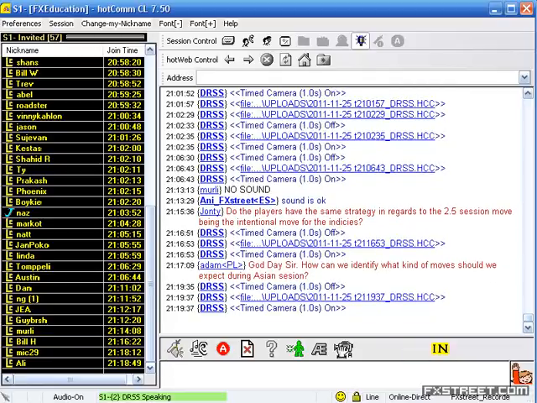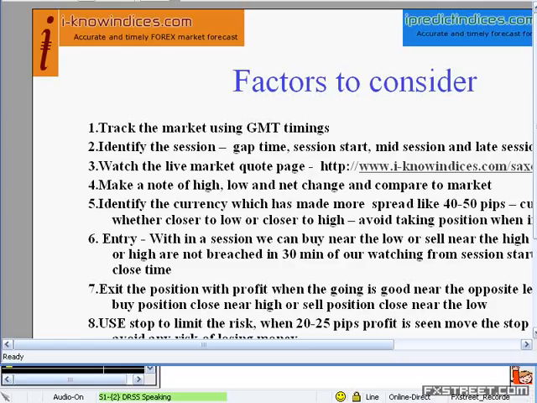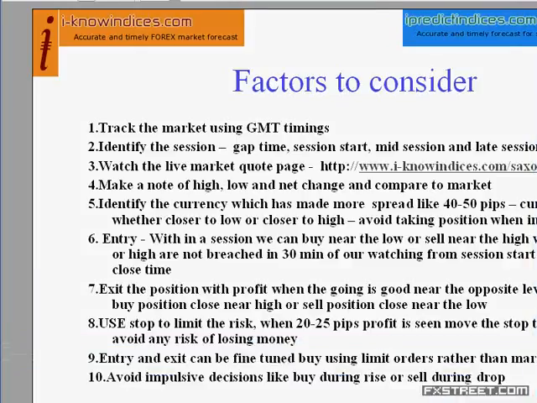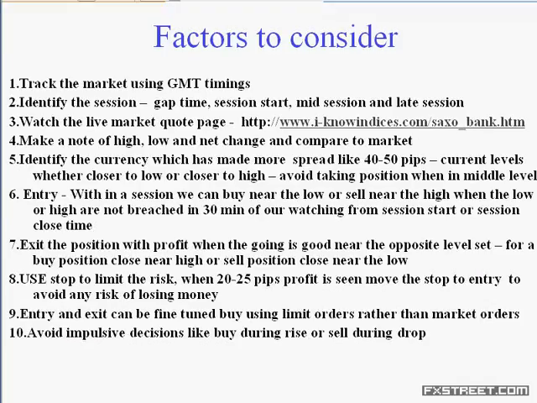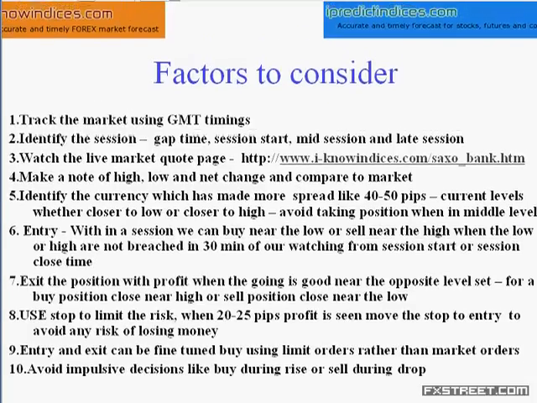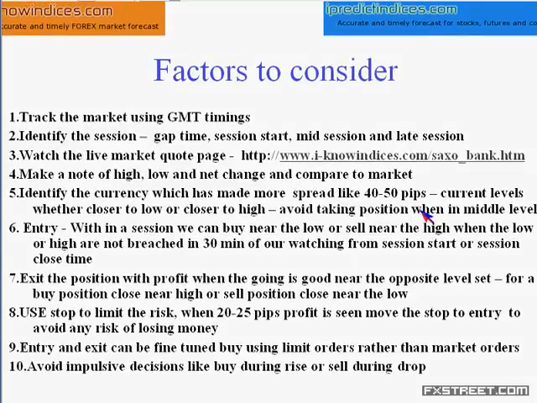Then you focus on those currencies, instead of saying that I will be focusing only on euro or GBP all the time. So you have to identify the currency which has great potential. The first method of identifying the currency is whether the spread made is more than 40 to 50 pips between the low and the high.